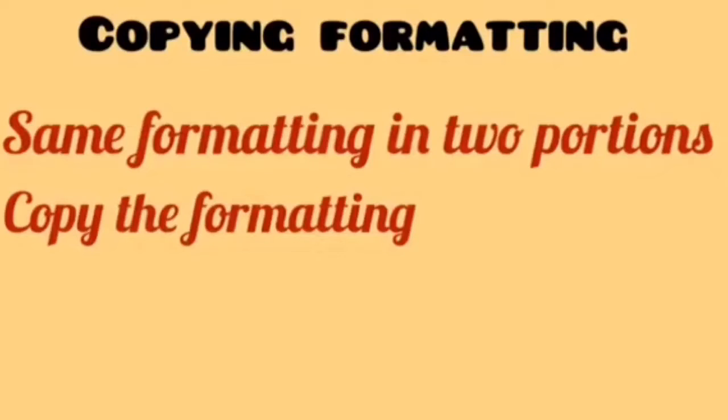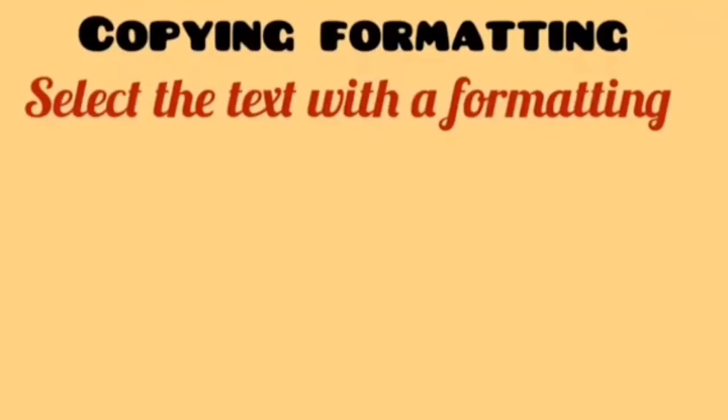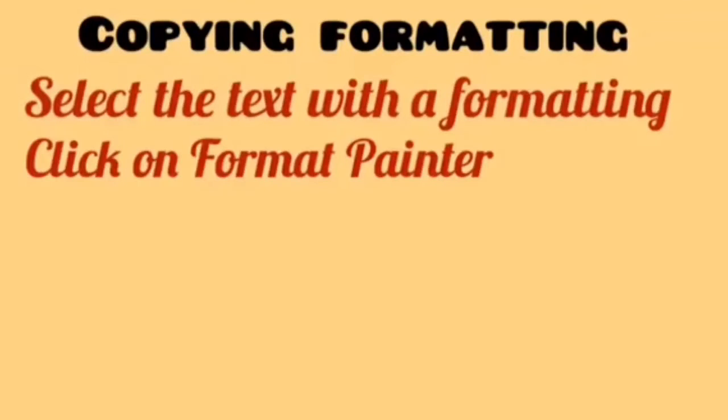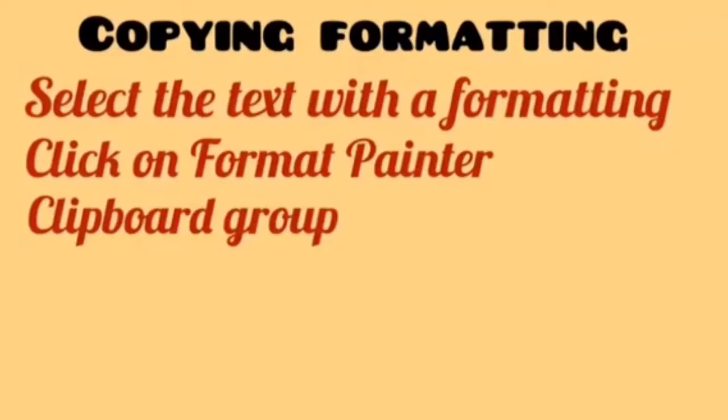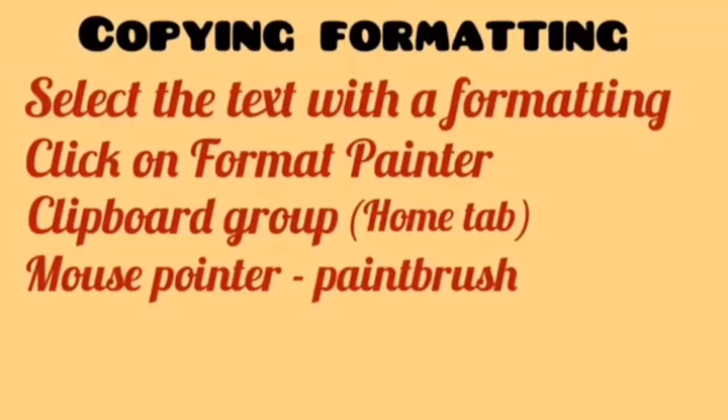What are the steps for that? For that, first you have to select the text. In that particular text, the formatting is already done. Okay, select the text with the formatting. Then I have to click on the Format Painter option. And that Format Painter option is available under the Clipboard group of the Home tab. Till now we saw only the Font group. This is the Clipboard group of the Home tab. I have an option called Format Painter.